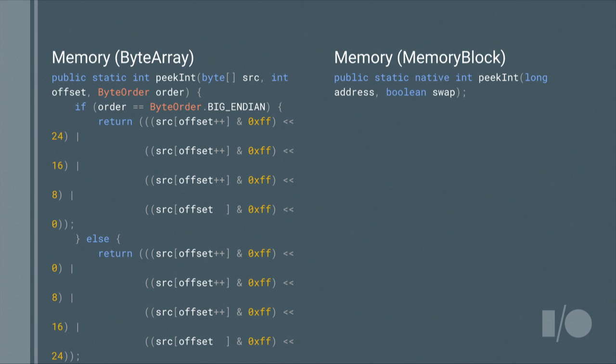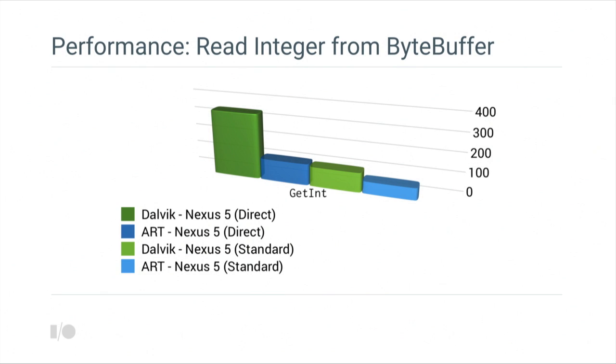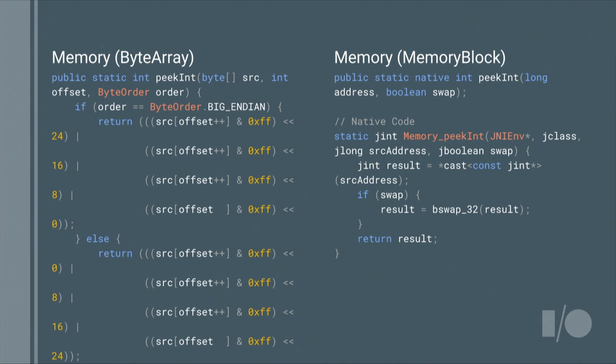And now we're somewhere. Here's our byte array implementation and our memory block implementation, both conveniently in the same class. And our memory block version actually uses JNI. So that explains why direct is so much slower. It's actually doing a full JNI call just to access this memory. But why is ART so much faster? Well, here's what that native code calls into, but it still doesn't tell us why ART is faster.